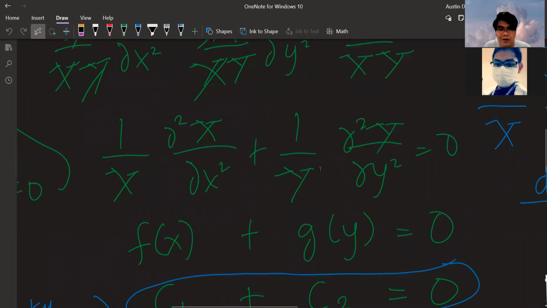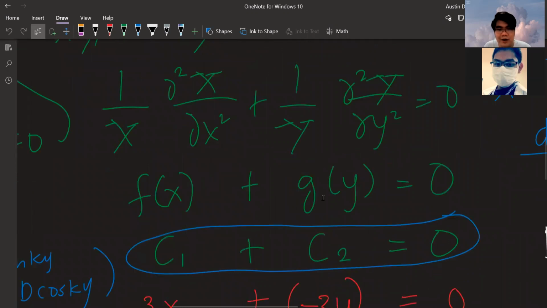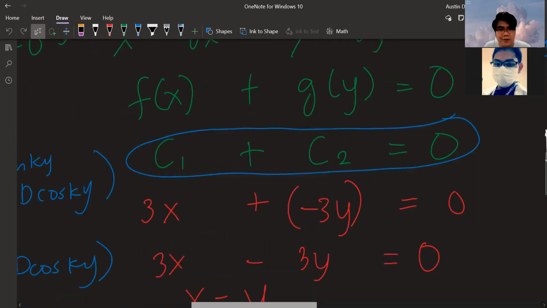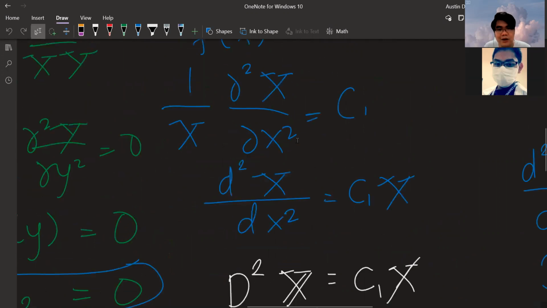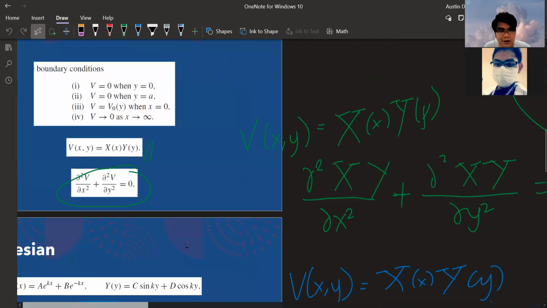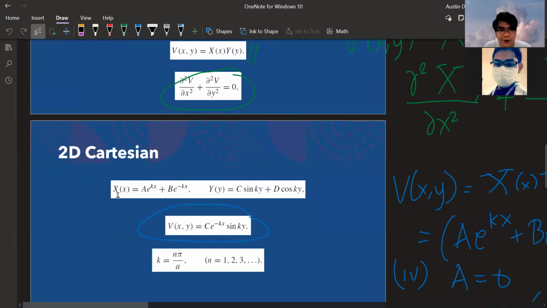Naalala nyo? Tinanong ko kayo kung paano ito ma-solve. And the only solution for this is that these two functions would be constant. And then with that, we have this guy. So solve natin to, and the solution niyan, general form ng X will be given by this, and the general form of Y will be given as this.